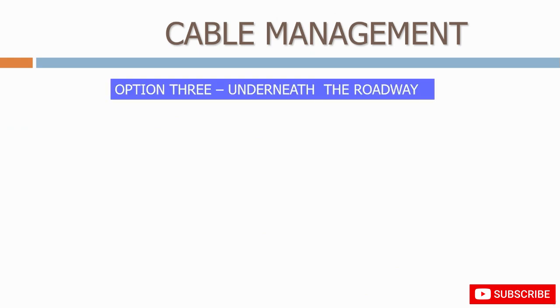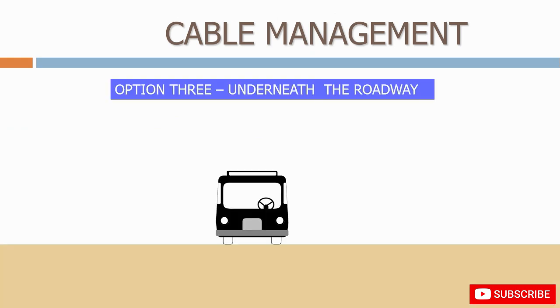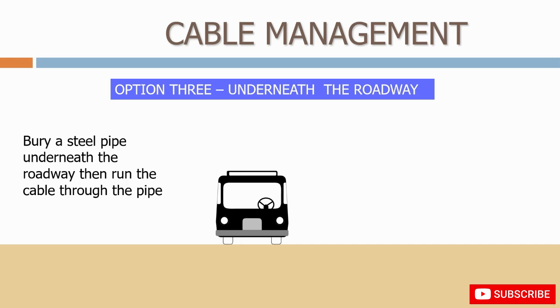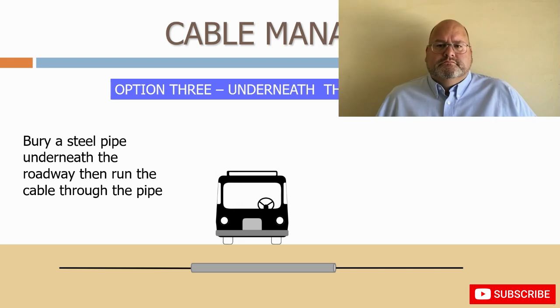Option 3 is to run the cable underneath the roadway. To do this, we bury a steel pipe underneath the roadway, then run the cable through the pipe. This is a more permanent solution. Burying steel pipes underneath the roadway is obviously the best permanent solution, and pipes can be installed as the site is backfilled. They can then be used for cabling as the need arises. For temporary situations, either of the other options are fine. Any installation should be checked and tested by the competent electrical person before the cable is energized.